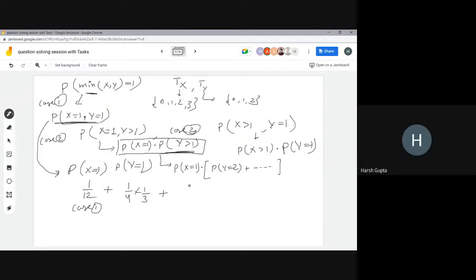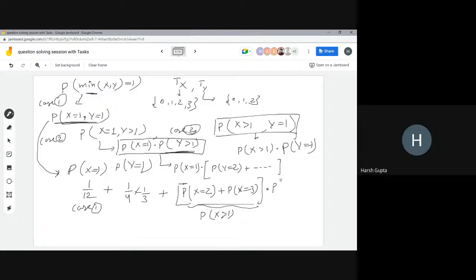And now what about this? Probability that x greater than 1. Now we are calculating for the third case. Probability that x greater than 1 means probability that x can take value 2, plus probability that x can take value 3. This whole part is calculating the probability that x greater than 1, and then multiply by probability y equal to 1. Why are we multiplying? Because X and Y are independent, so the joint becomes a product of marginals.